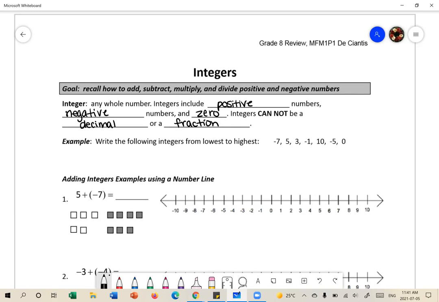Write the following integers from lowest to highest. The lowest integer here is -7, then -5, then -1, then 0, 3, 5, 10.